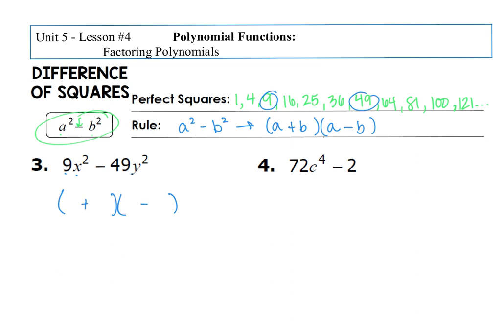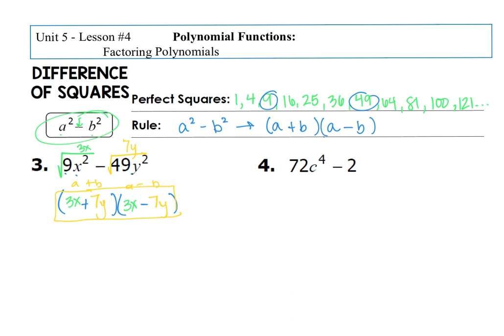My first term is 9x squared, so I'm taking the square root of that whole term, and the square root of that is 3x. 3x sticks together, but it goes first in each of our binomials because it was first in the problem. And then we're going to take the square root of our second term, not the negative part. Again, the negative just means we're doing a difference of squares. The square root of 49y squared is 7y. So we're going to put 7y second in each set. So this is like our a plus b, a minus b setup. But factored is 3x plus 7y times 3x minus 7y.